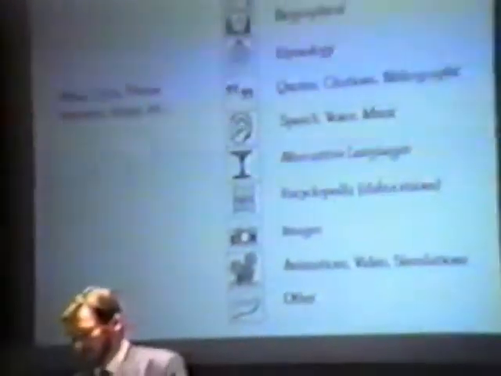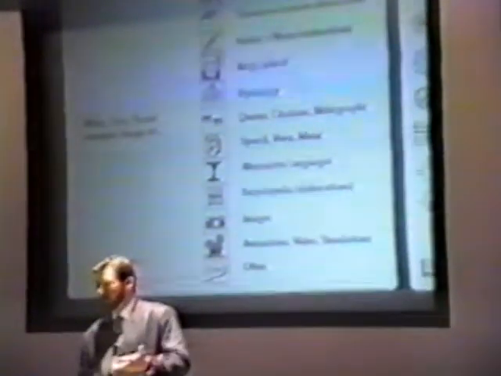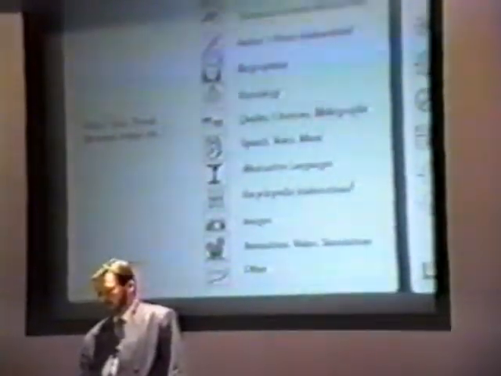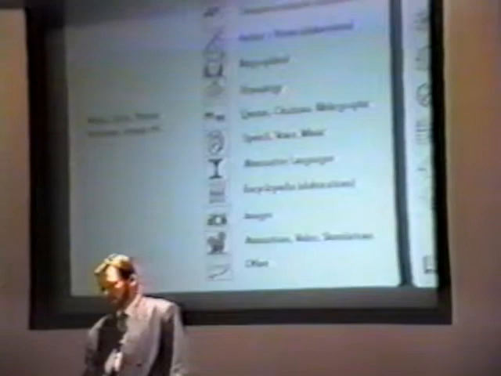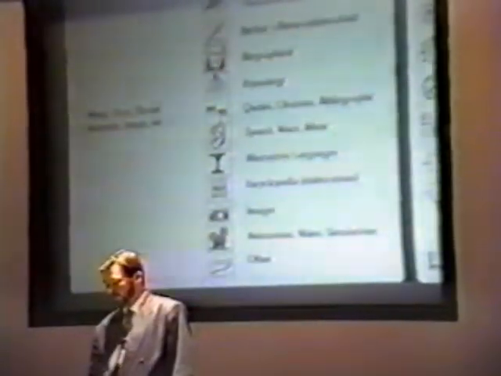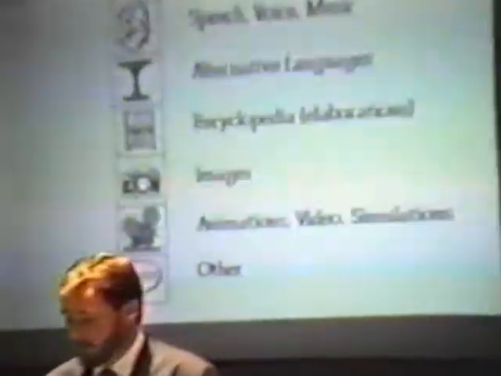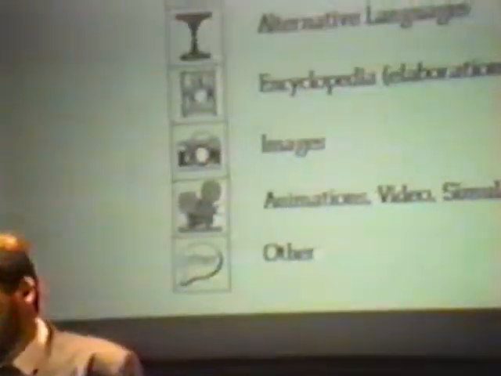So for example, we have created 12 categories of different kinds of reference support that might be generalizable into our environment. Dictionary, thesaurus, author's notes, biographical information, etymological information, quotes, citations, bibliographic references, speech, voice, music, or obviously more sound, alternative languages, encyclopedic-like elaborations, images, animations, video simulations, or things that don't fit into any of the categories discussed.